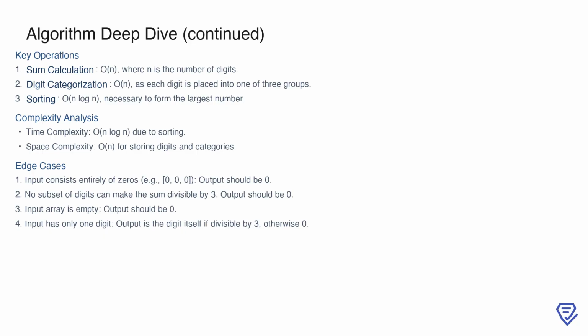Finally, if the input contains just one digit, the output will either be the digit itself if it's divisible by 3, or 0 otherwise. These edge cases ensure that the algorithm is robust and handles all possible inputs correctly.